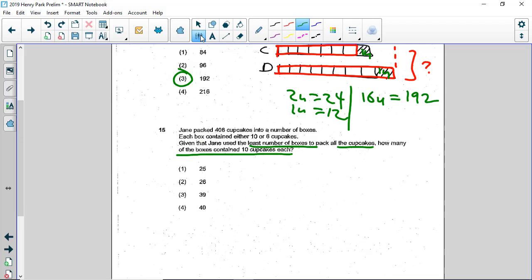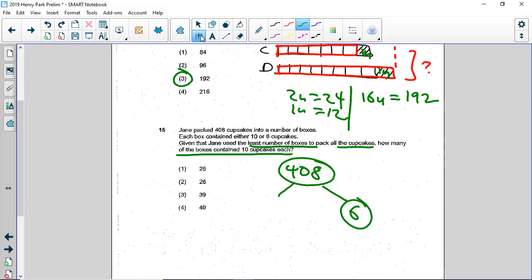So you must have many boxes of 10 cupcakes inside. They are all together 408 cupcakes, right? So I want to have many boxes of 10. So I start with only 1 box of 6, because you want the least boxes. Then as many of the boxes as possible must contain 10 cupcakes each.